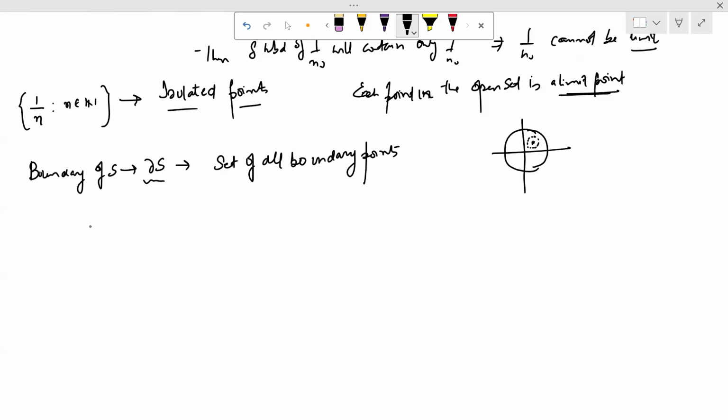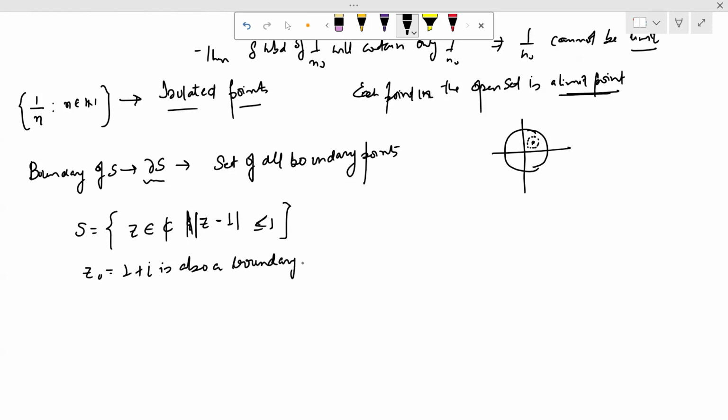Okay, so for example, if I'm considering a set S, where S is the set of Z belonging to C such that mod of Z minus 1 is less than or equal to 1, then remember that Z naught equal to 1 plus iota is also a boundary point, because it will be contained in the boundary. You put 1 plus iota here, so 1 minus 1 gets cancelled, mod of iota is equal to 1. So equality comes. Equality means you are on the boundary.